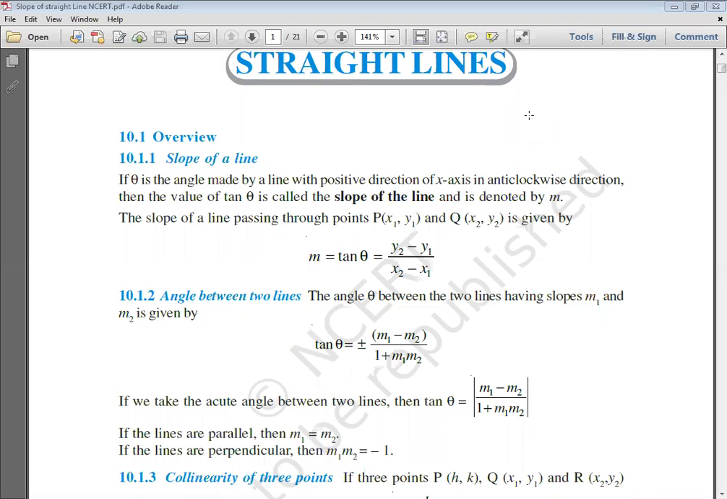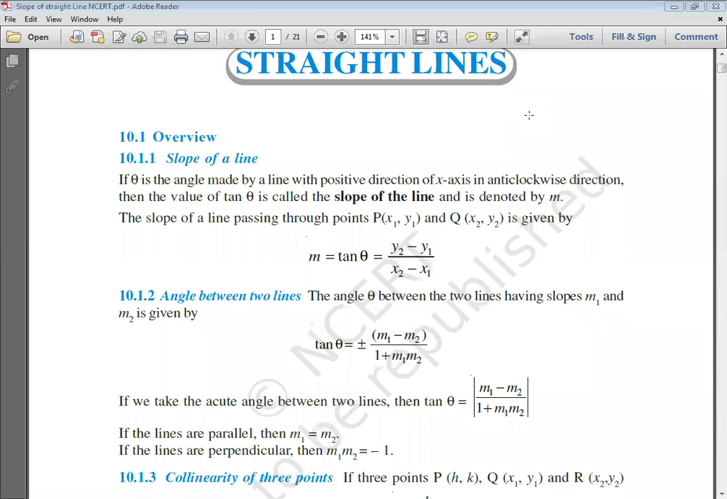Now, slope can be defined in another way also. Suppose we do not know how much inclination there is for a line. Suppose we do not know its inclination, that means we do not know the angle.